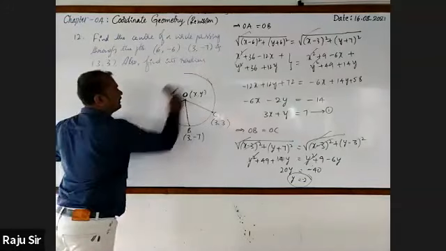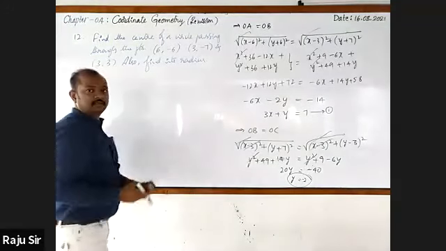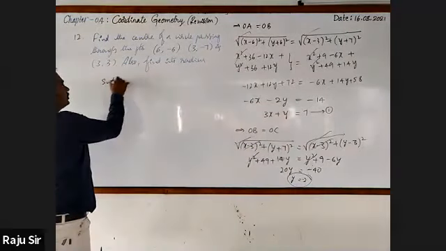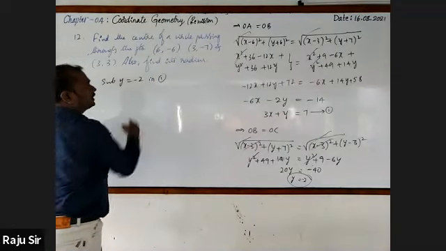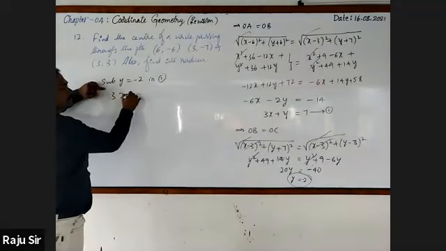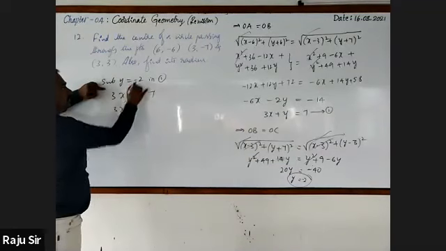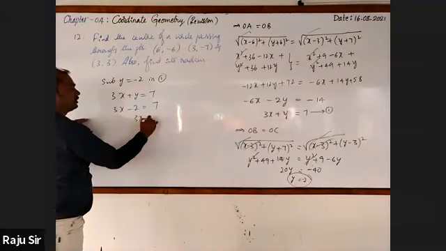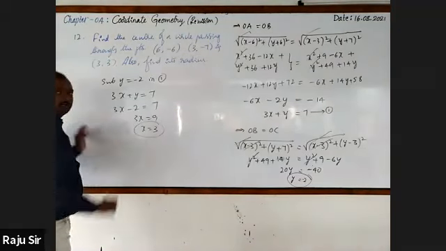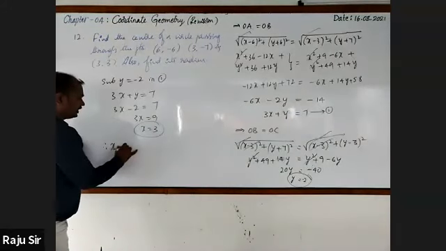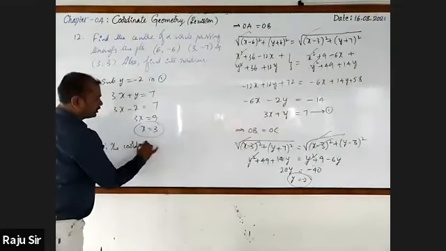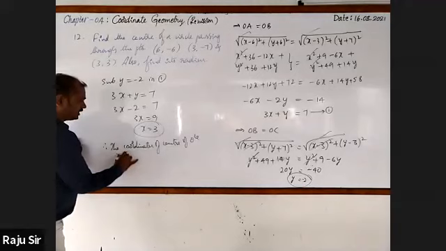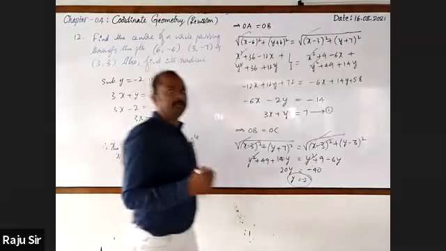Next step. Substitute y equal to minus 2 in equation 1. Equation 1 is 3x plus y equal to 7. So 3x plus minus 2 equal to 7. Then 3x equal to 9, x equal to 3. Therefore, the coordinates of the center of the circle are x is 3, y is minus 2, that is 3 comma minus 2.